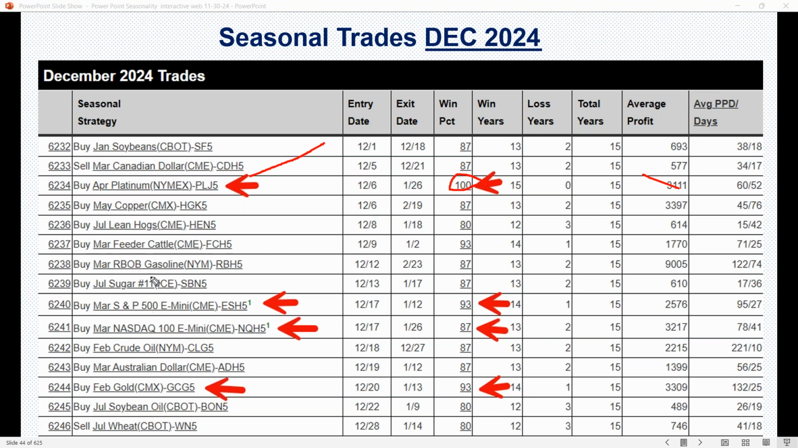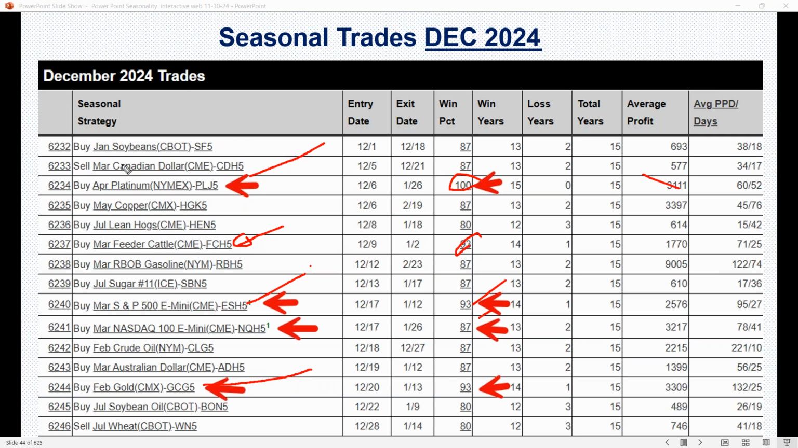Here are a couple other really good ones popping up. Here's the March S&P, 93% winning percentage there. Here's the NASDAQ 100, 13 out of 15 years a winning trade. Here's another good one popping up, gold. Gold is starting to look really good right here. So these are the seasonal trends that are coming up. Here's March RBOB, just a lot of stuff that we can dial into. Here's cattle. Cattle's a really good one to trade as well. Here's a 93% winning rate, 14 out of 15 years. So cattle.